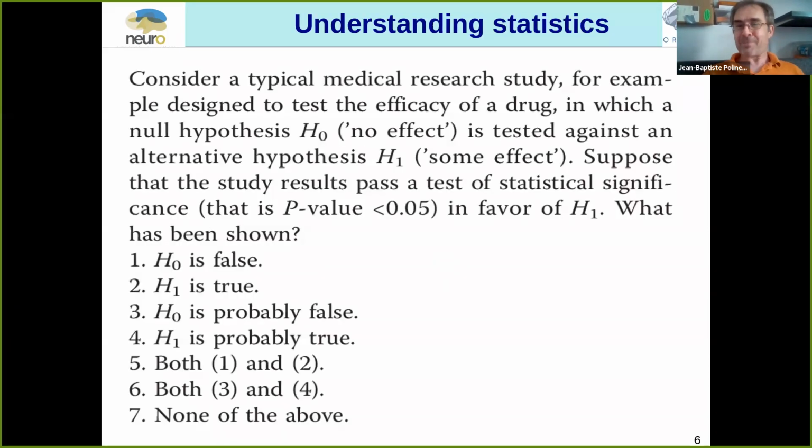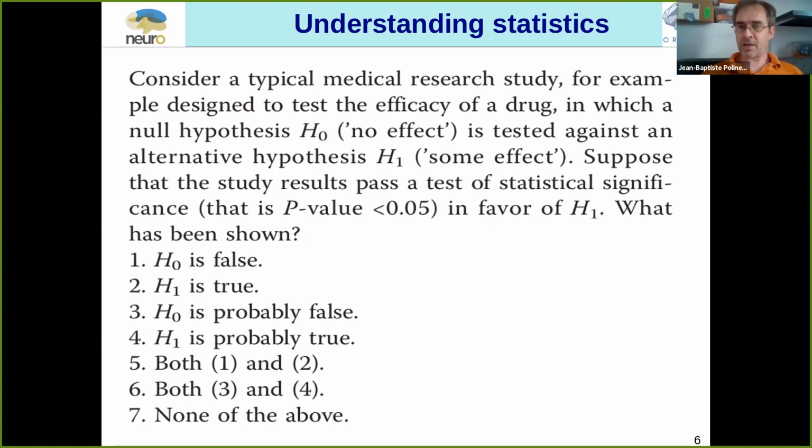I just want to take one minute to have you do a quick test. I'm sure you all think you know what a p-value is, and hopefully most of you do. But this is a test that was given to medical students, and the test is as follows. You have a drug study, a typical medical research study, and you want to test the efficacy of a drug. You have a null hypothesis that there's no effect, a classical null hypothesis, and you test against an alternative hypothesis that there is some effect. Suppose that the study results have a p-value of less than 0.05 in favor of the alternative hypothesis. Can you quickly tell me what has been shown?